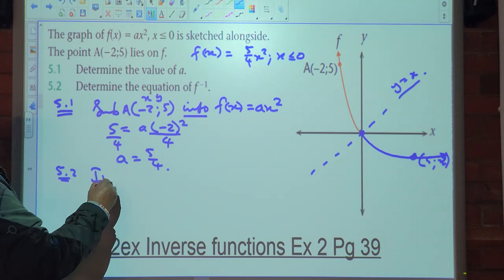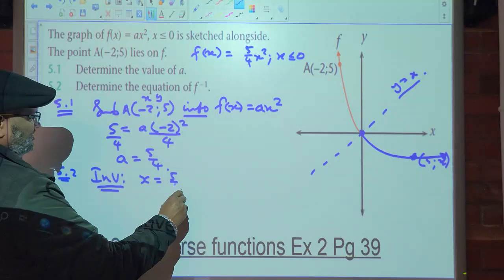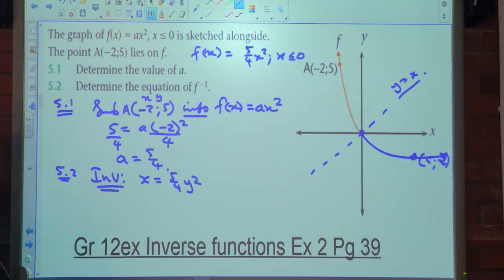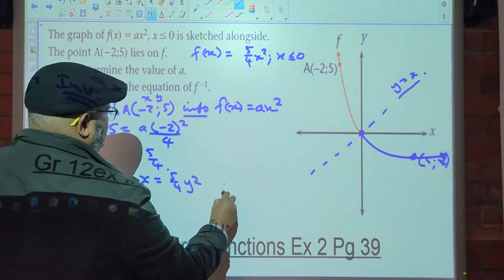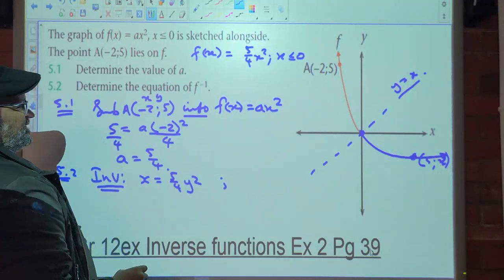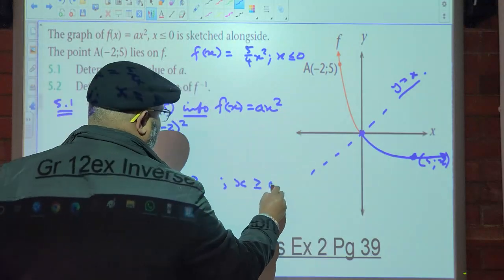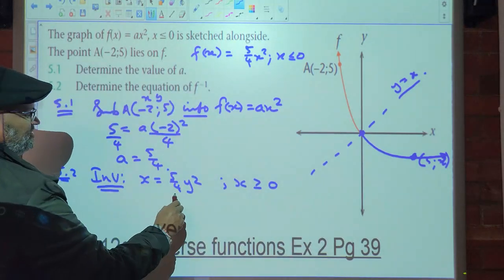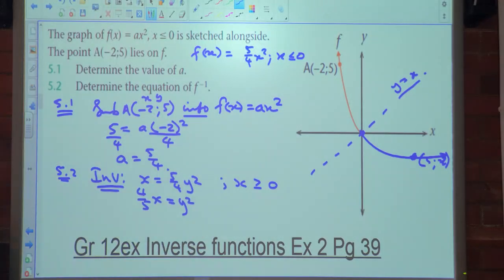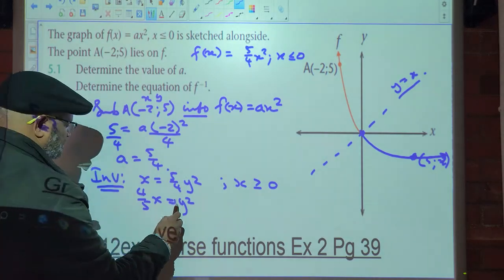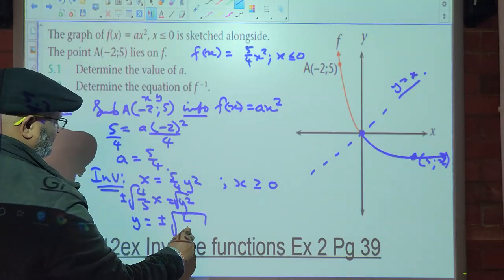So what do we do for the inverse? Interchange x and y. So x is equal to 5 over 4 y squared. So what do I do now? But remember, when I take the inverse function, the inequality changes from x is less than 0 to x is more than or equal to 0. Okay. So I divide both sides by 5 over 4, so it becomes 4 over 5 x is equal to y squared. So what do I do now? Square root it. If I introduce square root, plus minus. So y is equal to plus minus the square root of 4 over 5 x.